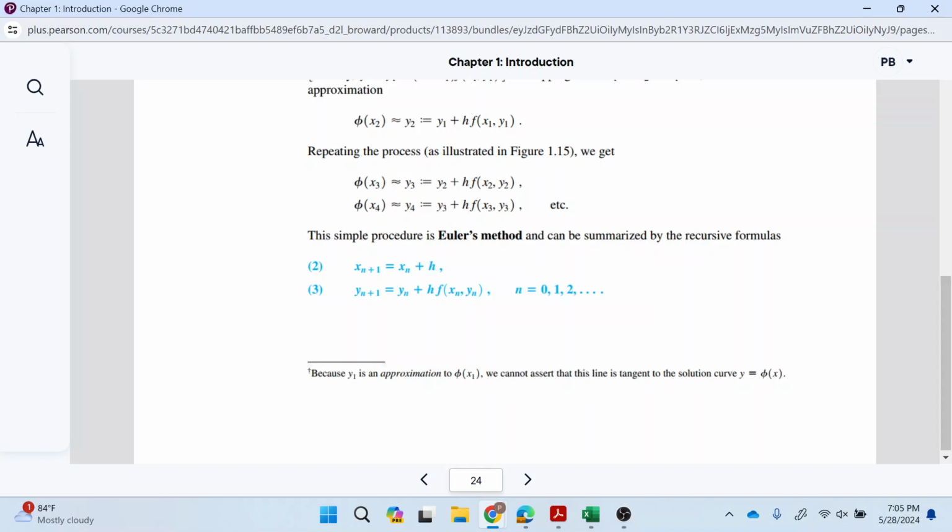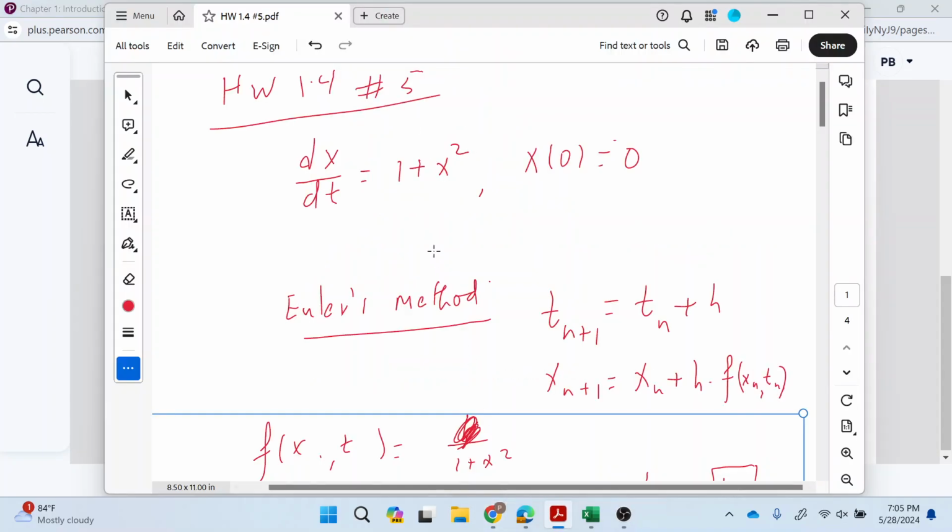Okay, so I am going to write down this problem here. This is the initial value problem, and Euler's method for this problem is t(n+1) equals tn plus h, and x(n+1) equals xn plus h times the value of the function at x and tn. Keep in mind the value of the function at x comma t is this expression. In this case, it's 1 plus x squared. And h is the subdivision width, a small increment.